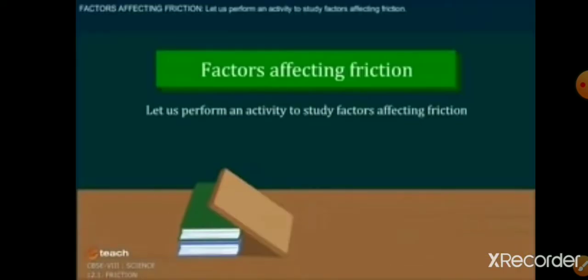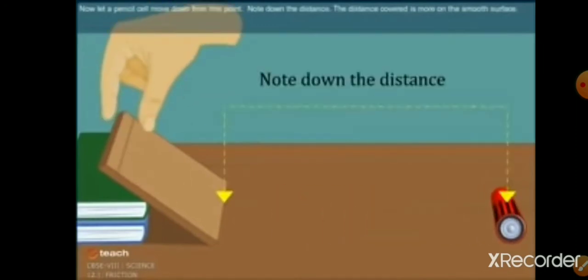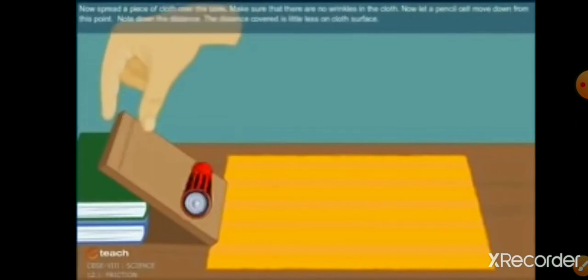Now let us study what are the factors affecting friction. For this also let us perform an activity. You have to make an inclined plane on a smooth floor on the table. You may use a wooden board supported by your books. Put a mark with a pen at any point A on the inclined plane. Now let a pencil cell move down from this point. How far does it move on the table before coming to rest? Note this distance. Now spread a piece of cloth over the table. Make sure that there are no wrinkles in the cloth. Try the activity again.